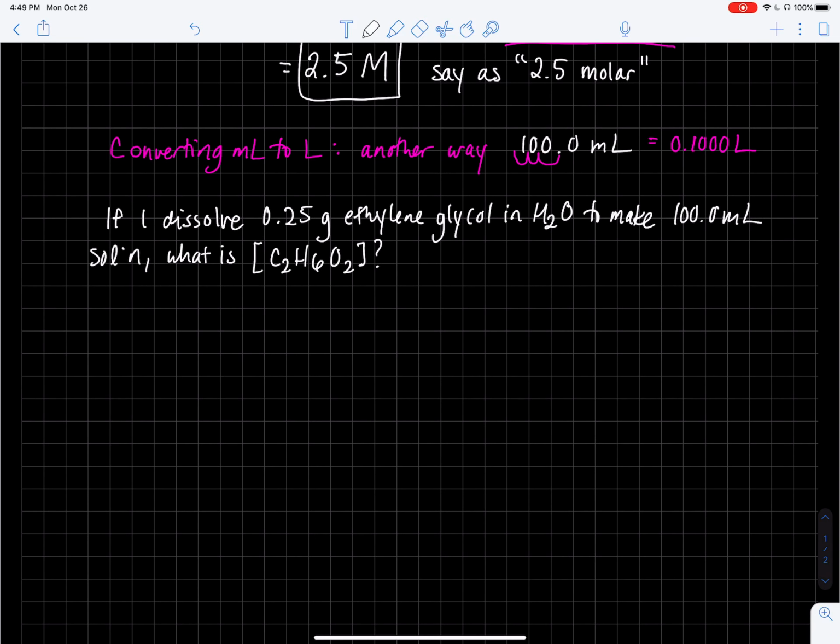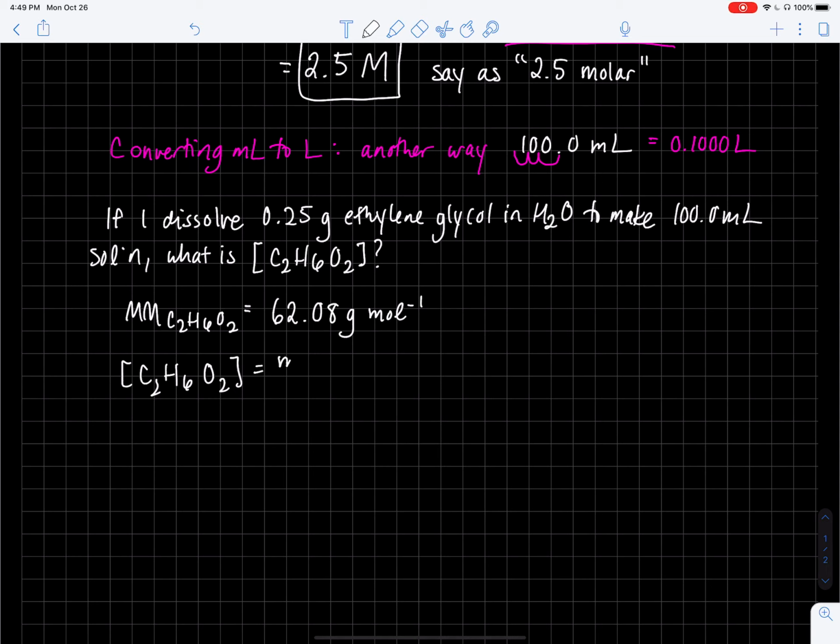So to do this, I do need the molar mass of ethylene glycol. I'm not going to go through that calculation here. Hopefully I got it correct. If not, you can tell me. But I got 62.08 grams per mole. So again, to do this calculation, I like to write out that what I want, the concentration of ethylene glycol, is equal to the moles of ethylene glycol divided by liters of solution. I just like to remind myself that before the calculation.